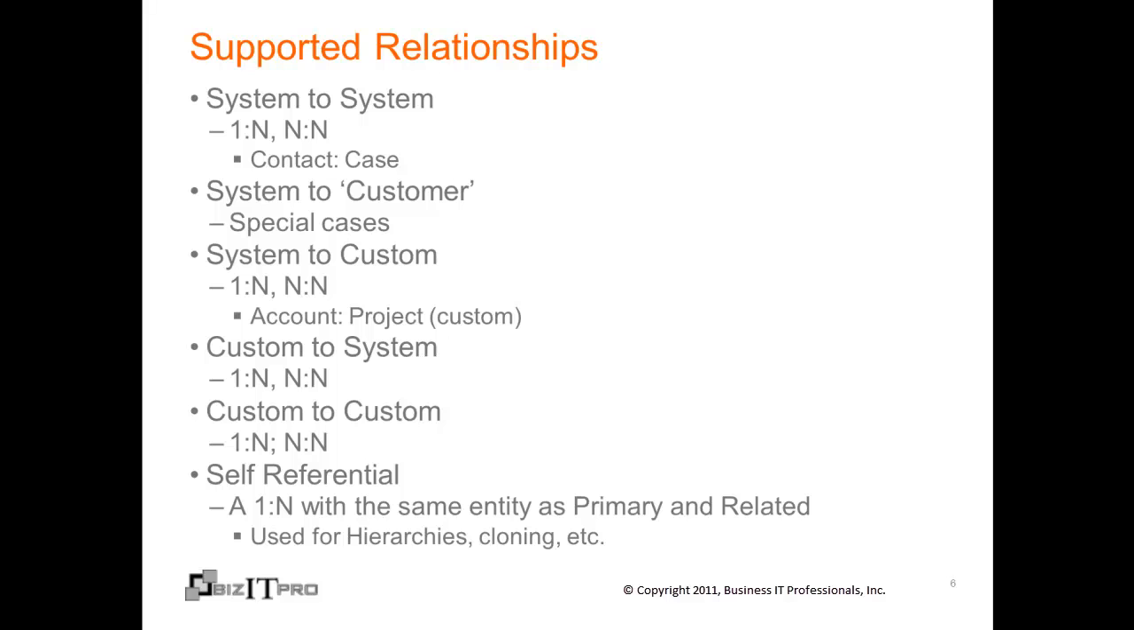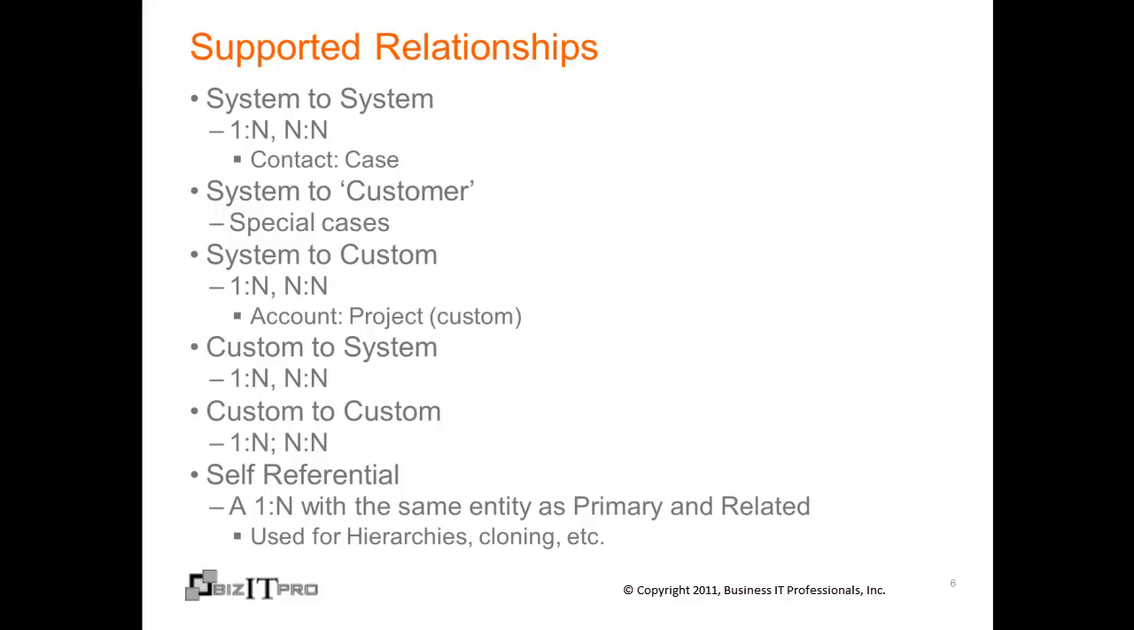Another example would be the relationship between a case and a contact. We can also have a system-to-customer relationship, which we'll get into in detail later, but it's a special case that Microsoft has provided to allow CRM to support both business-to-business and business-to-consumer marketing models. We can also create relationships between system entities and custom entities, such as a one-to-many and a many-to-many. An example of this would be if we created a custom entity called project and then created a relationship where the account was the one and project was the many.